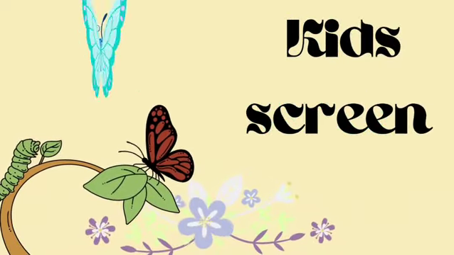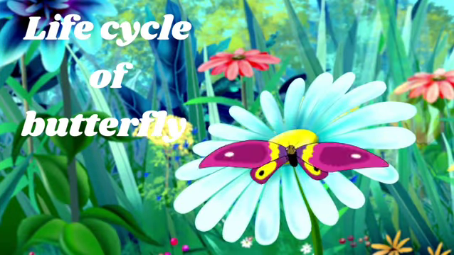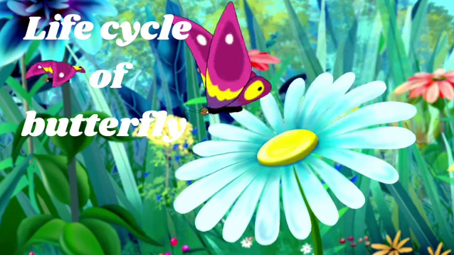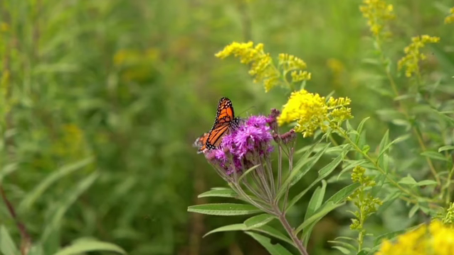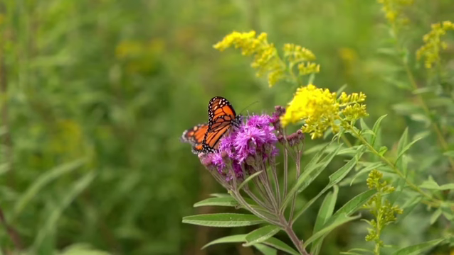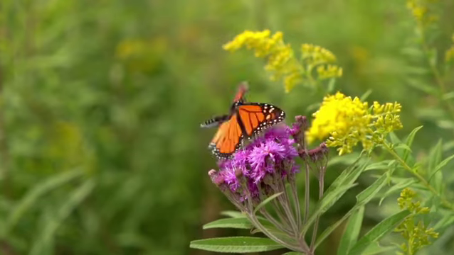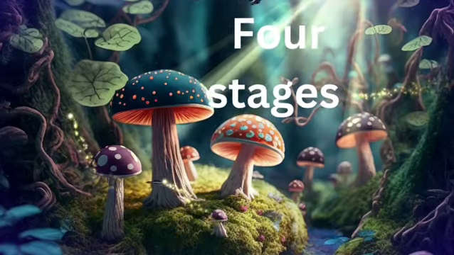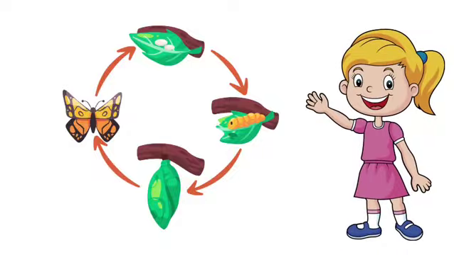So kids, today we are going to learn about the life cycle of a butterfly. So let's start. A butterfly is a beautiful insect with long and big wings that look so attractive and beautiful. A butterfly moves from flower to flower to get food for itself. So kids, there are four different stages through which a butterfly is formed or brought up.